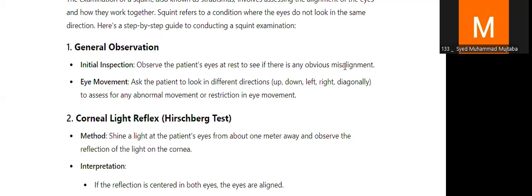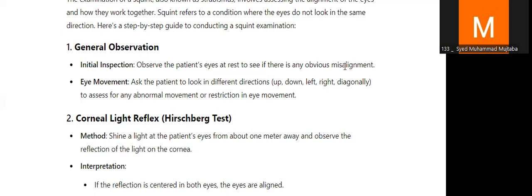Manifest squint is that type of squint in which the eyes are physically misaligned with each other, whereas latent squint is that type of squint in which the eyes are not visibly misaligned with each other. However, we can know which type of squint it is by the cover and uncover test.